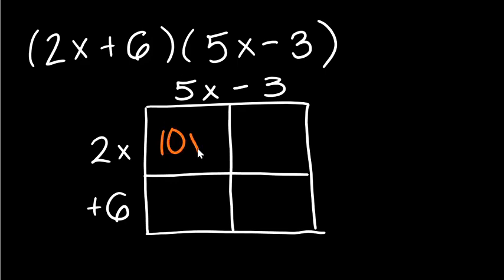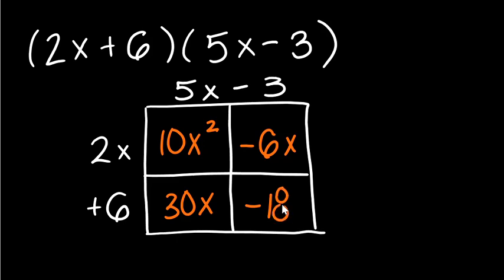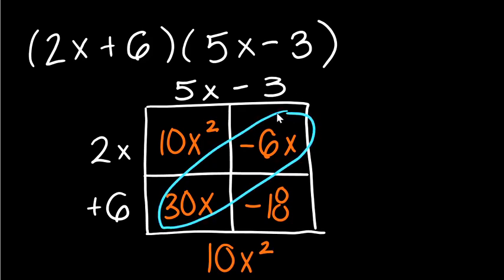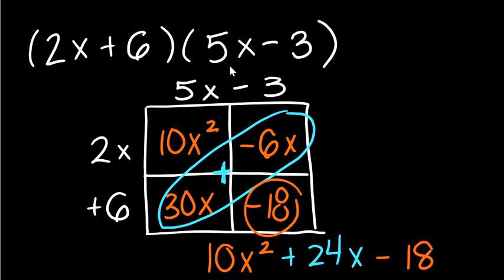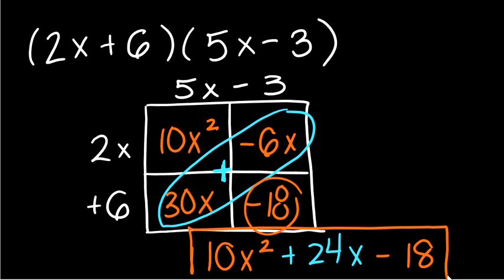5x times 2x is 10x squared. 2x times negative 3 is negative 6x. 5x times 6 is 30x. And 6 times negative 3 is negative 18. The first term in my answer is going to be my 10x squared. My second term is going to require me to combine my like terms because I have a 30 plus a negative 6, which is plus 24x. And we'll end with our minus 18, our last term down at the bottom. That will be our final answer, 10x squared plus 24x minus 18.